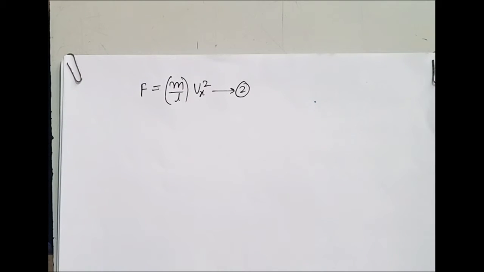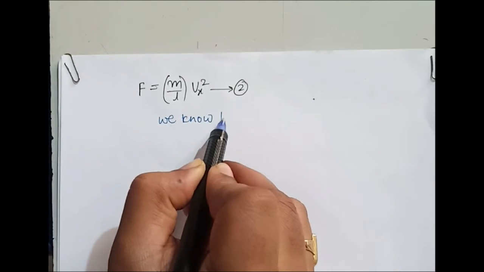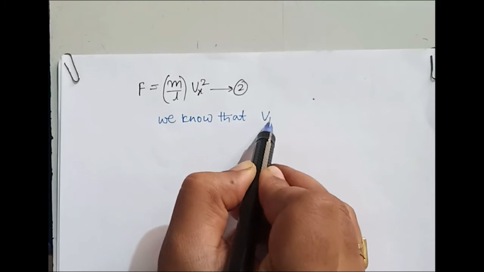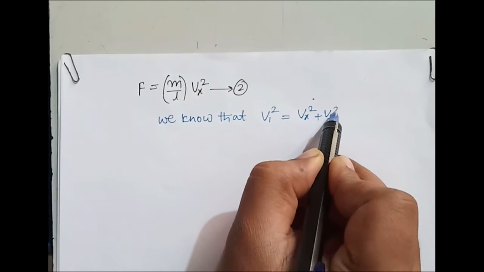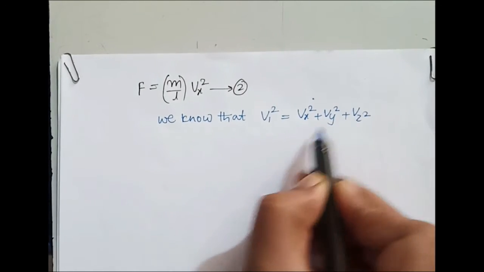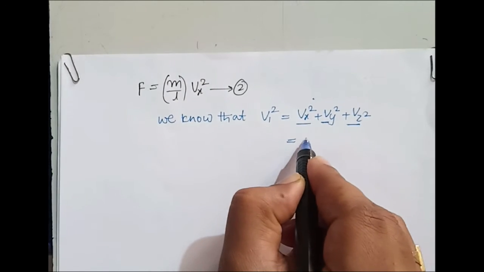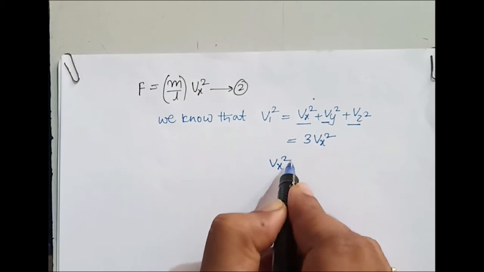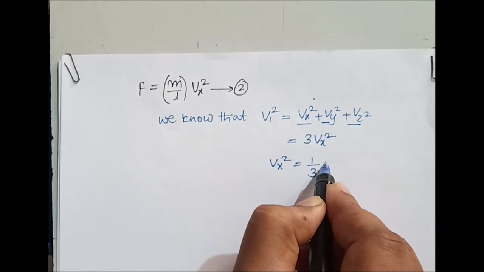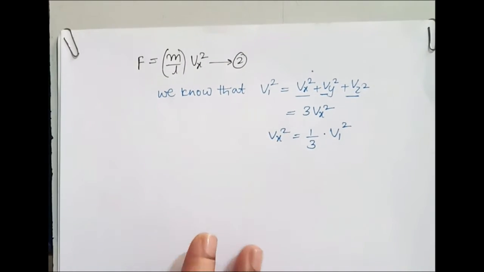Now we know from the postulates we studied in the beginning that the velocity of the first molecule, v1 square, is equal to vx square plus vy square plus vz square. But the velocity is the same in all directions, so all three will be the same. So we can write 3 vx square. So vx square is equal to 1 by 3 into v1 square. This value you can put in equation 2.